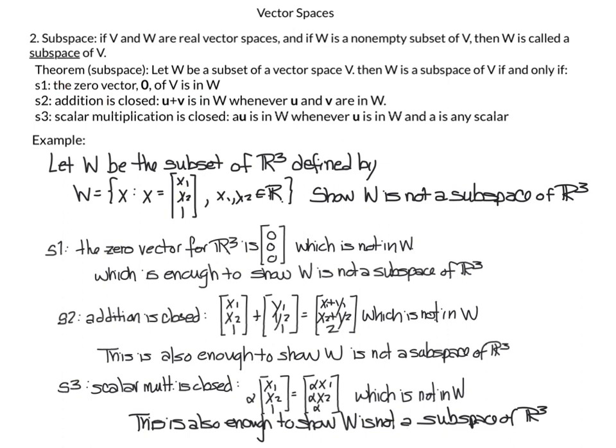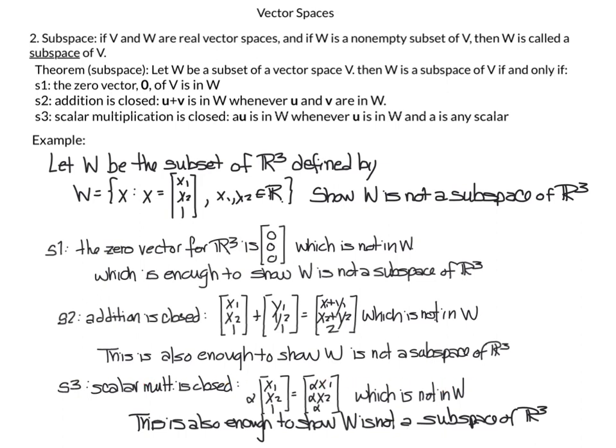So let's take a vector with 1 in the z-coordinate and another vector with 1 in the z-coordinate. You see when we add, we get a 2 in the z-coordinate. So addition is not closed in W because this sum is not in W, since its z-coordinate is equal to 2, not 1. Addition not being closed is also enough to show that W is not a subspace. And last, let's look at scalar multiplication. If we take alpha times x1, x2, and 1, we get alpha x1, alpha x2, and then alpha, which, unless alpha is equal to 1, is not 1. In general, though, alpha is any scalar, so scalar multiplication is not closed.